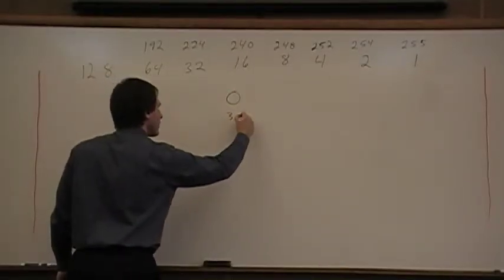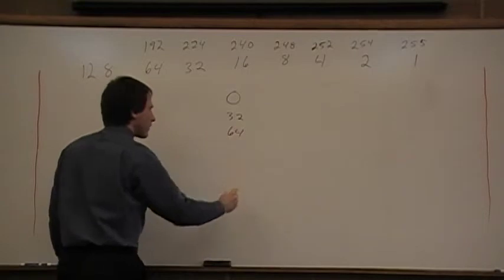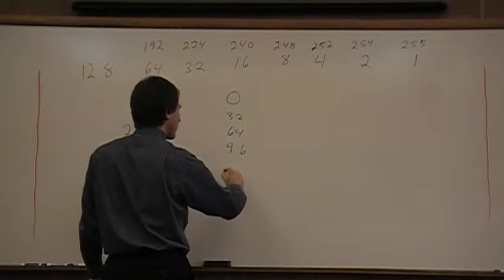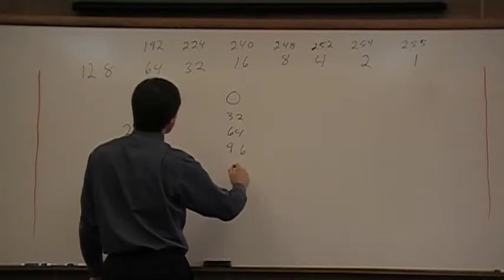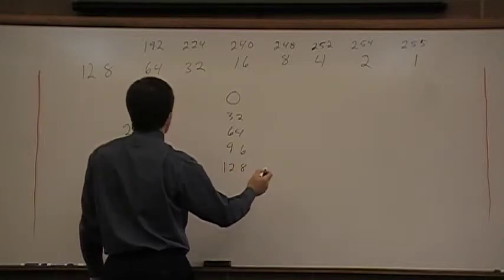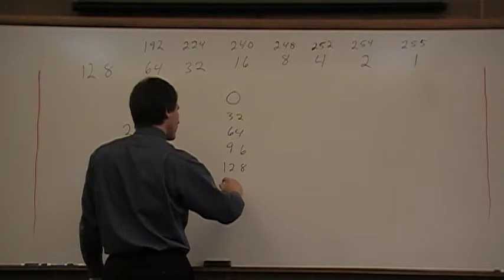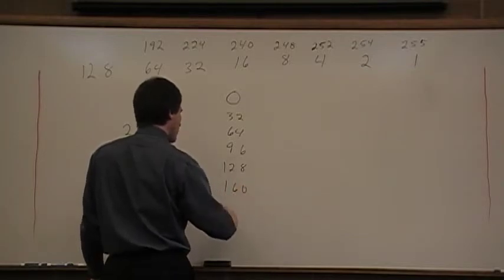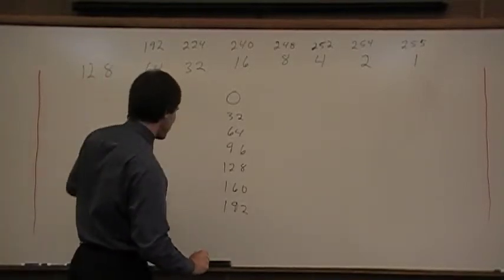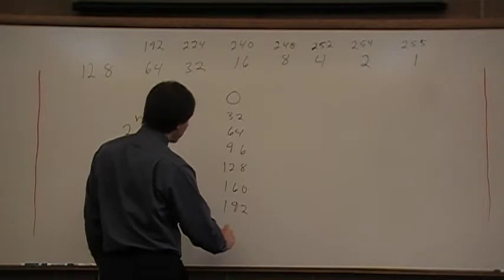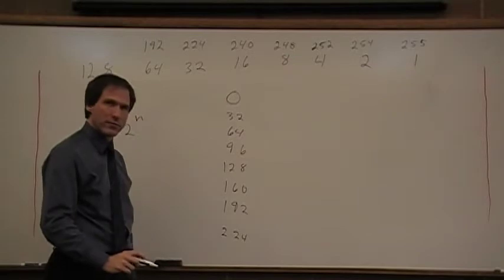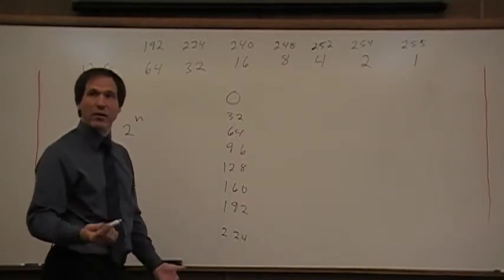it's going to be 0, 32, 64, what's 64 plus 32? 96. And what's the next one? 128. And the next one is 160, and then 192. It should fit in, so yes, it does end up being 192. And then the next one is 224. And the one after that, it can't go to 256.